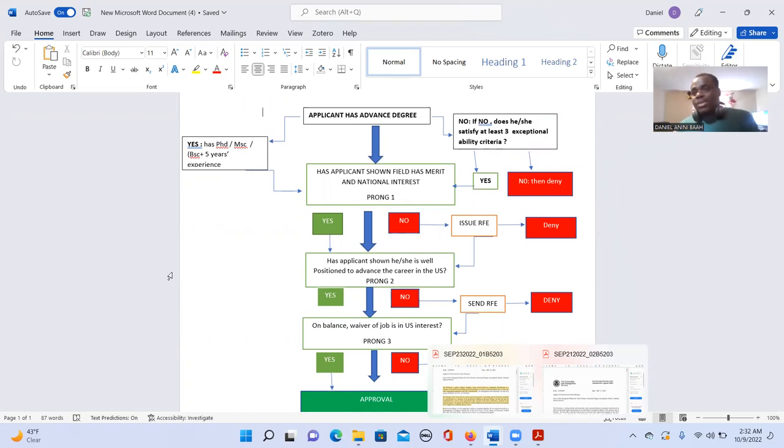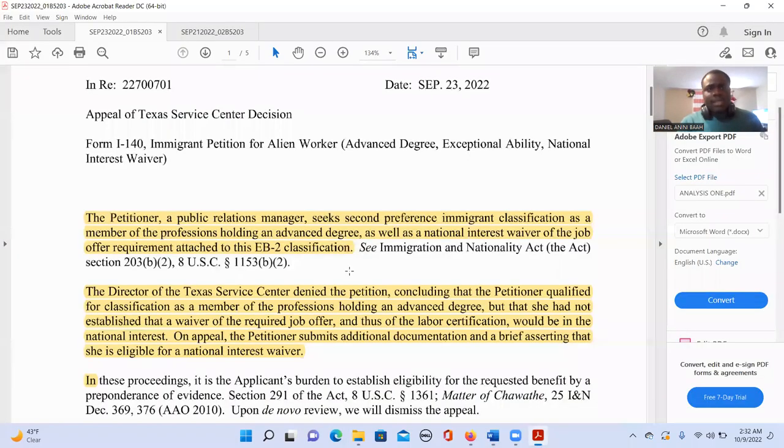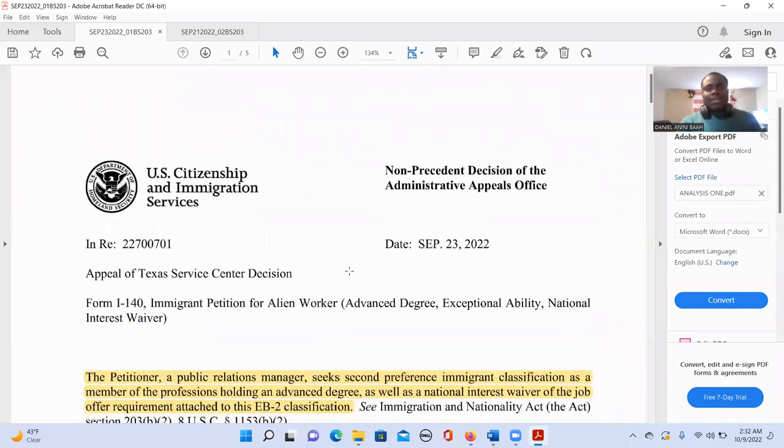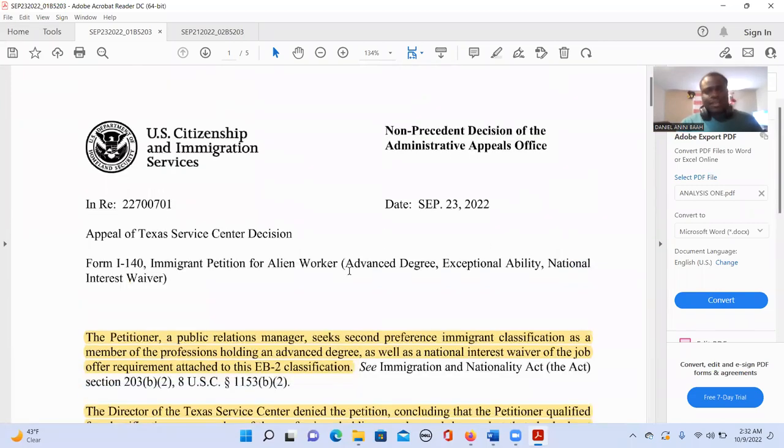There are a lot of decisions on the USCIS website. I'm only limiting to the national interest waiver cases. So let's look at this first one that I want us to look at. This is an applicant who filed an EB2 national interest waiver petition and it got denied. And he said, no, he deserved it. The officer is wrong in the decision. Therefore, he filed an appeal.